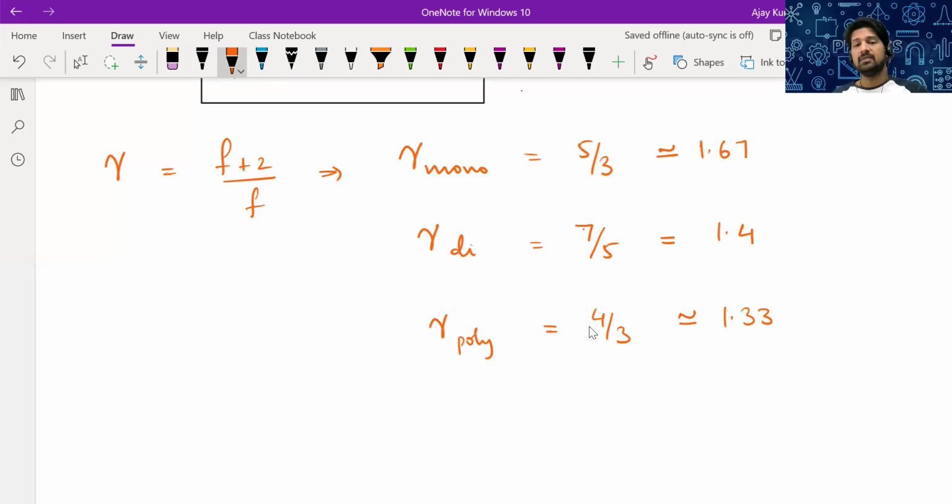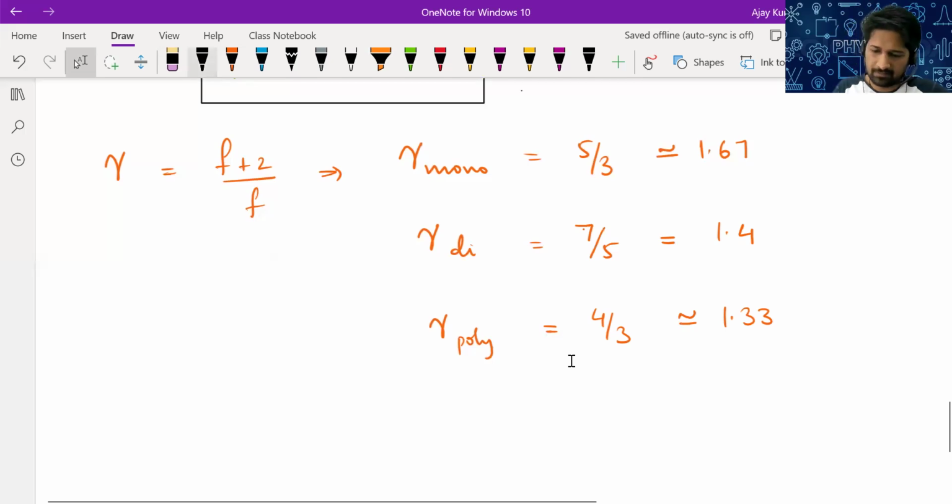You can even have a mixture of gases. For that, how to find out gamma, we'll discuss a little later. So remember, monatomic has the highest gamma value, followed by diatomic, and the least is for polyatomic. Okay.